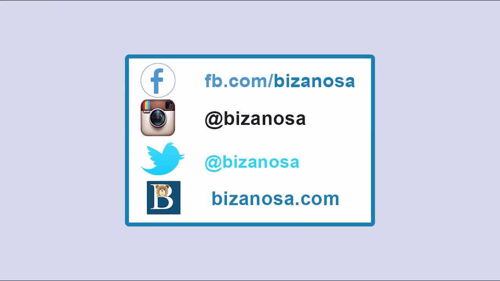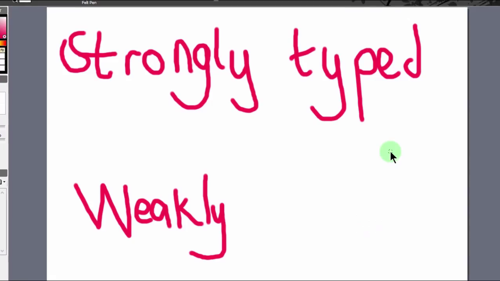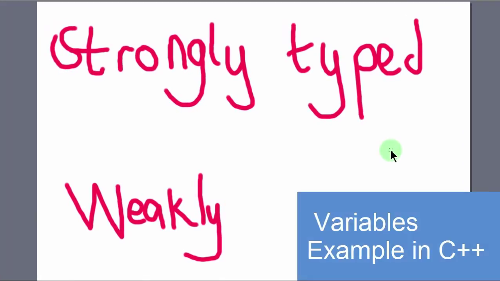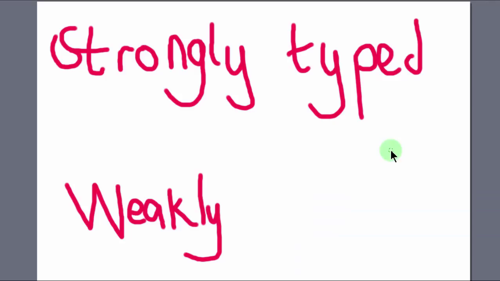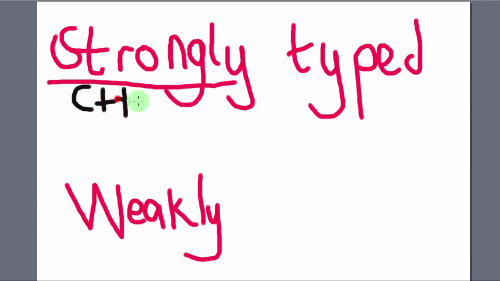Hey, and welcome back. Now, when we were looking at data types, we said something about strongly typed and weakly typed programming languages. In a strongly typed language, when you declare a variable, you must declare the type as well. An example is C++ and Java.